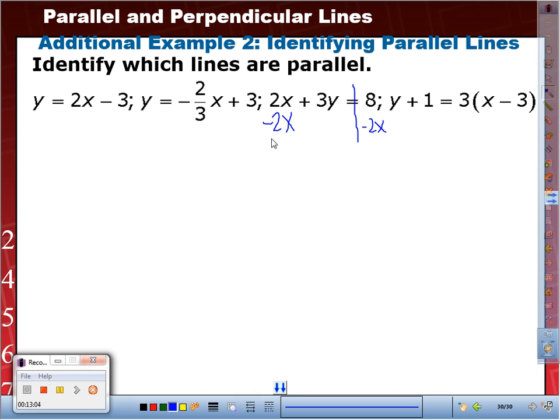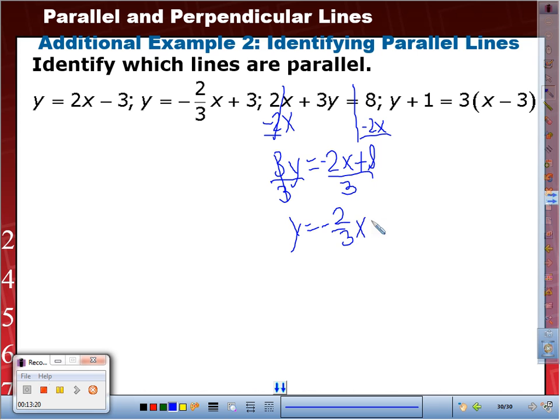You're doing this one together. These cancel. We're left with 3y equals -2x plus 8. What's my next step? Divide by 3, divide by 3. Y equals -2/3 x plus 8 divided by 3 is 2.6 repeating. There it is. Is that in slope-intercept form? Yes, so we're done with this one. Let's go over to the last one.